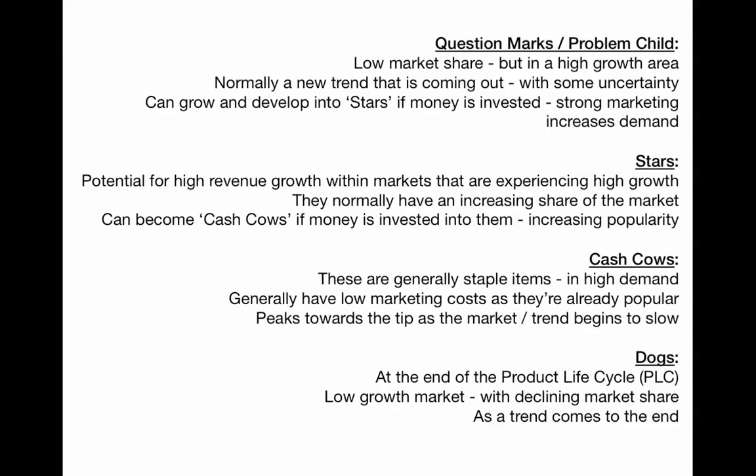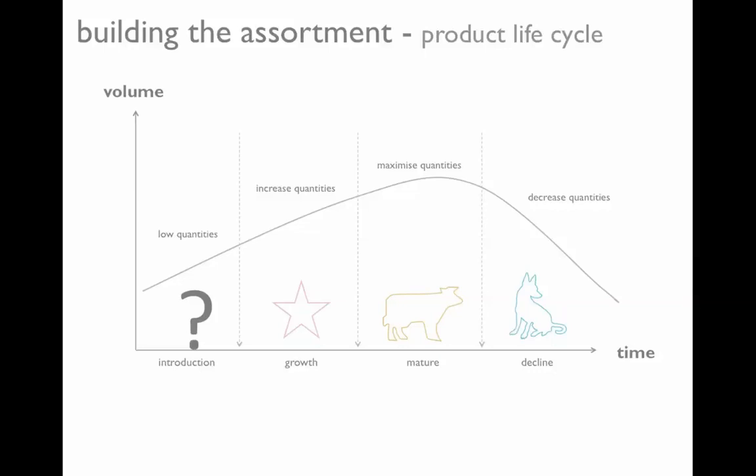So the stars, as suggested by the name, is where you want to be. The stars have got high market share and they're in a rapidly growing market. If we flick back to this one, we can see that they're at the increase level. They're in the growth section. They're where brands might increase their quantities. They're pretty secure. Out of the four quadrants on a Boston matrix, your star is your most secure product. It tends to be your strongest product in a growing market.